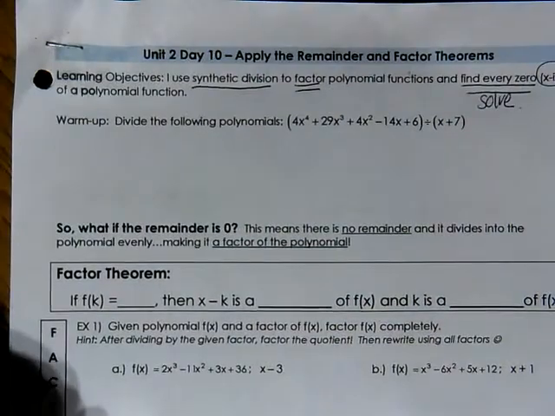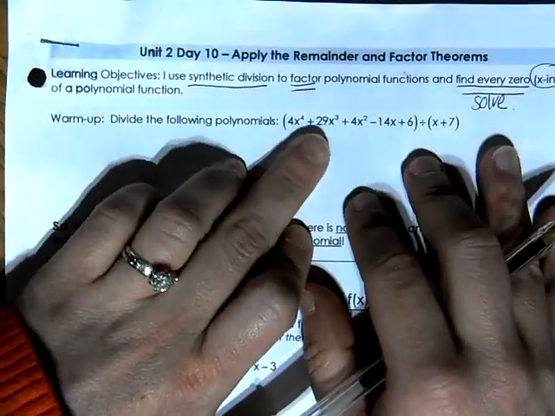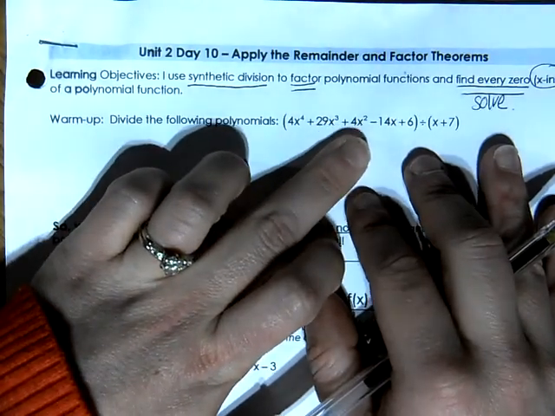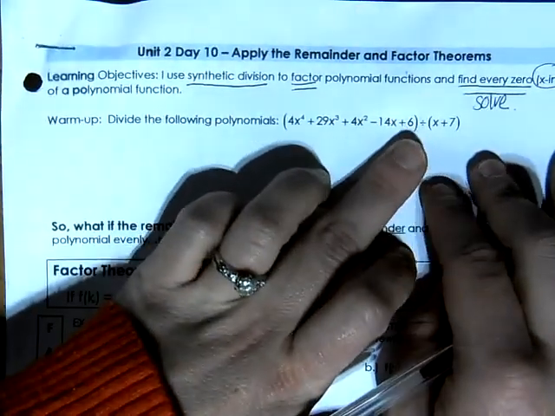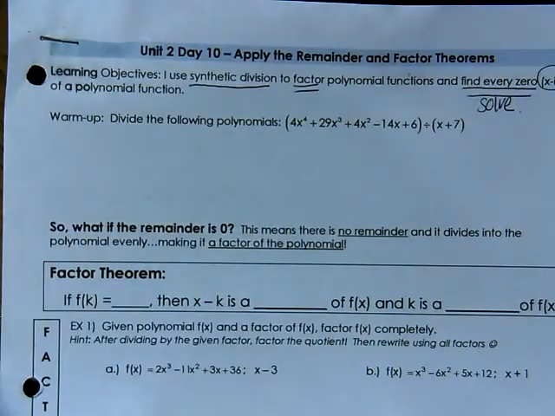So to start this problem off, I would like you guys to look at this problem. We have 4x to the fourth plus 29x cubed plus 4x squared minus 14x plus 6 divided by x plus 7. Please go ahead and divide these polynomials on your own. And when you have an answer, please go ahead and restart the video and let's see how well you did.